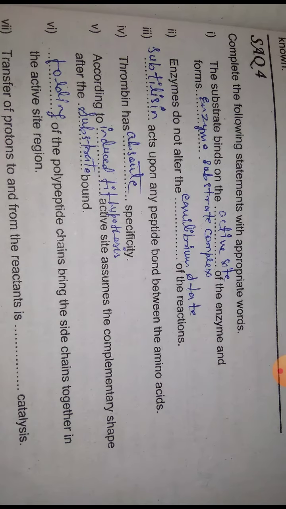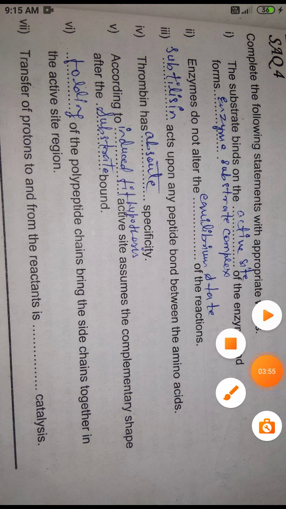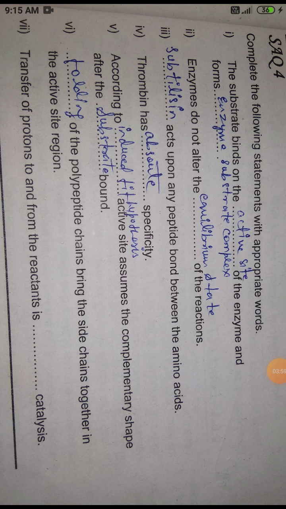Complete the following statement with the appropriate word. The very first is, substrate binds on the active site of the enzyme and forms enzyme substrate complex. So the second is, enzymes do not alter the equilibrium state of the reactions.